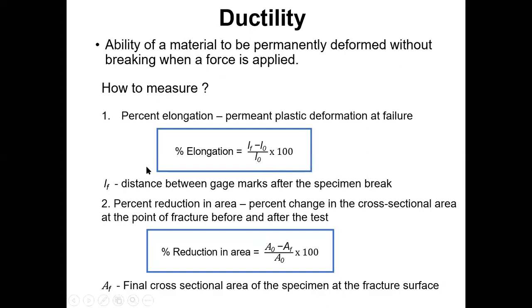right? So we have two ways to measure the ductility of a material. One way is what we call percentage elongation. That means permanent plastic deformation at failure, right? So we calculate it with this equation, right? So LF is the distance between gauge marks after the specimen breaks, right? Because we always have a gauge length to measure the change in length, right?